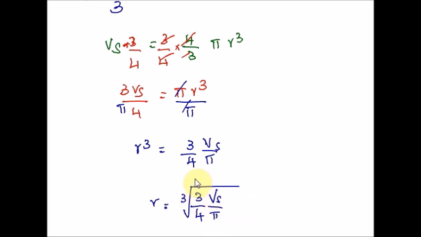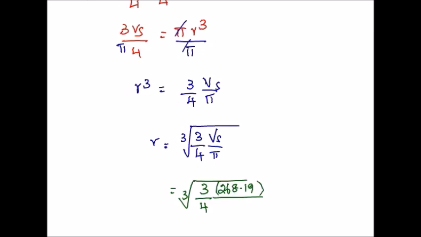Now let us plug in the given volume, the answer we got in example number 1, and get the radius. Replace V by 268.19. Replace pi by 22/7. After multiplying and dividing, if I take the cube root, I'm getting r equal to 4, the same radius that we used in example number 1. Hope you're clear with this example.